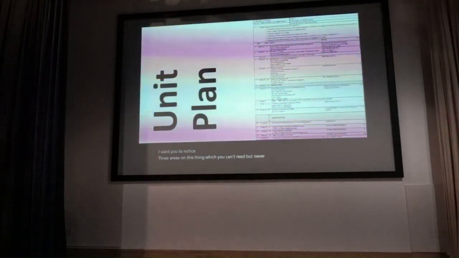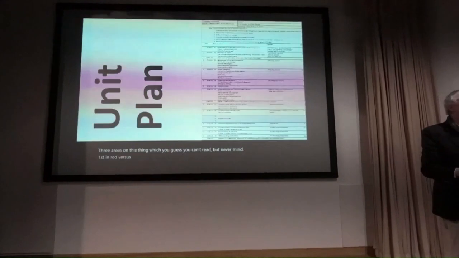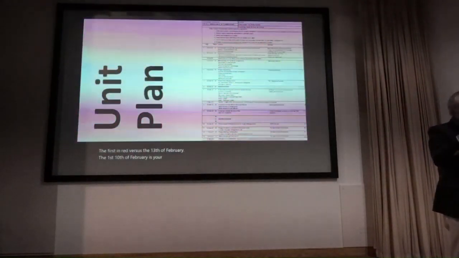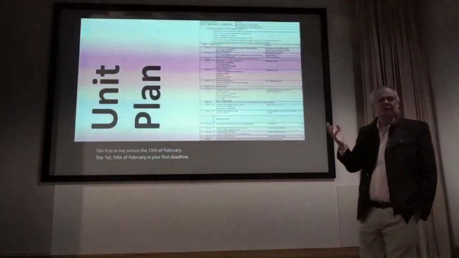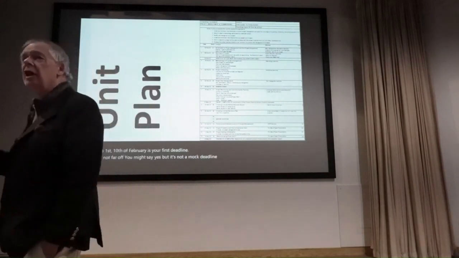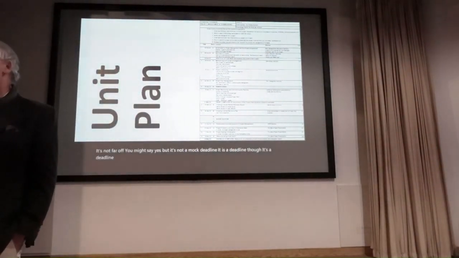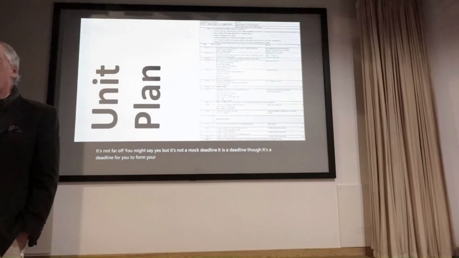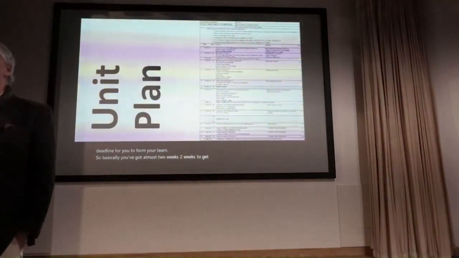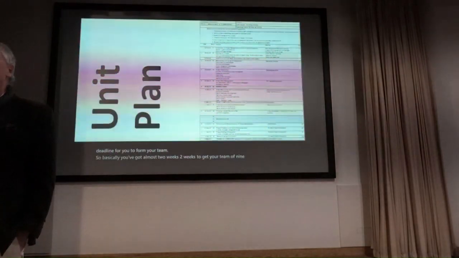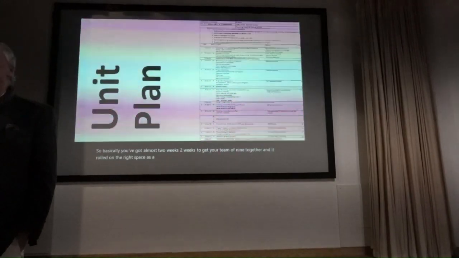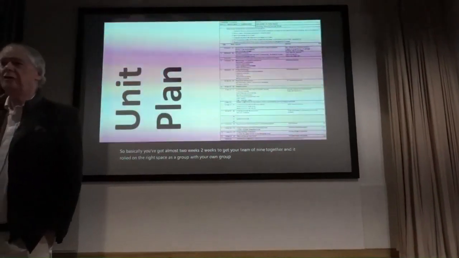The first in red says the 13th of February. The 13th of February is your first deadline. It's not far off, you might say, yes, but it's not a marked deadline. It is a deadline, though. It's a deadline for you to form your team. So basically, you've got almost 2 weeks to get your team of 9 together and enrolled on Brightspace as a group with your own group name. All right? Until the 13th of February.